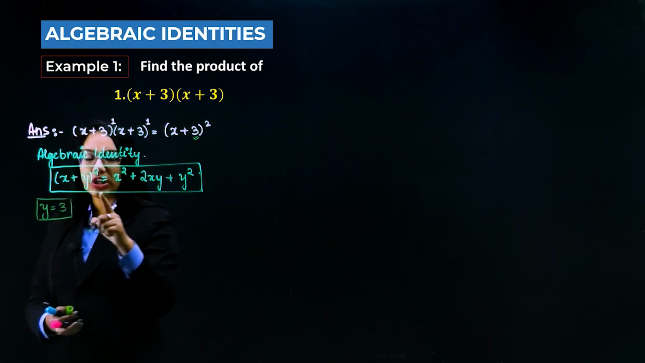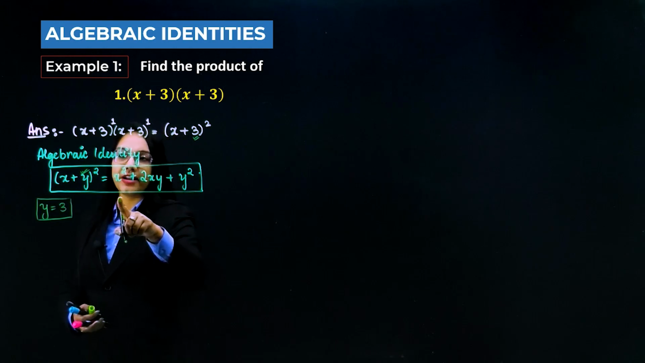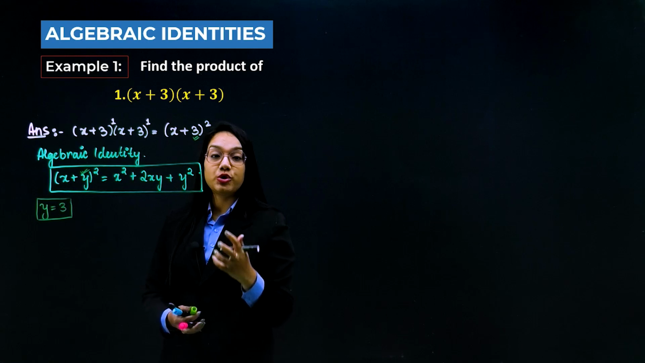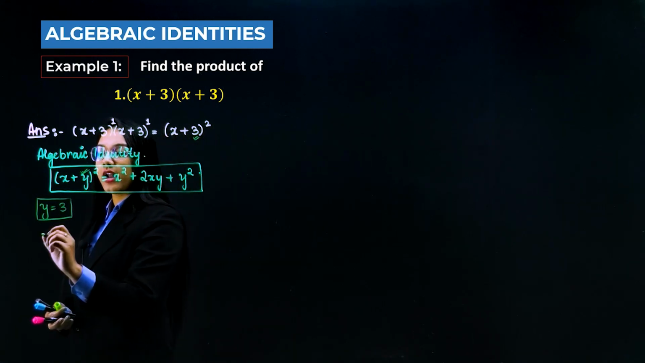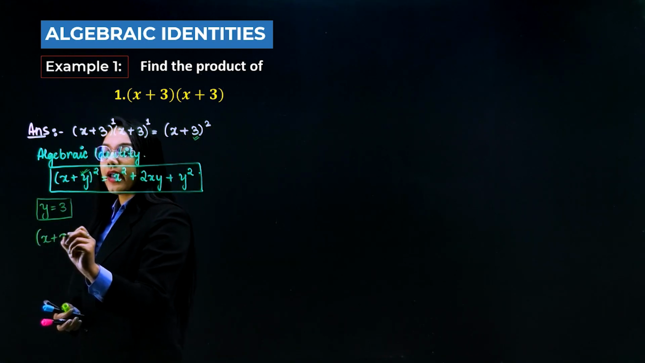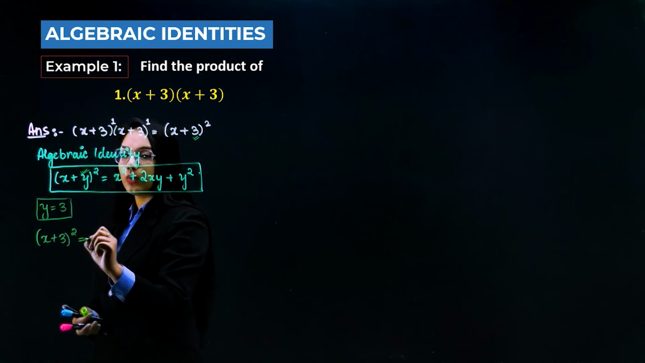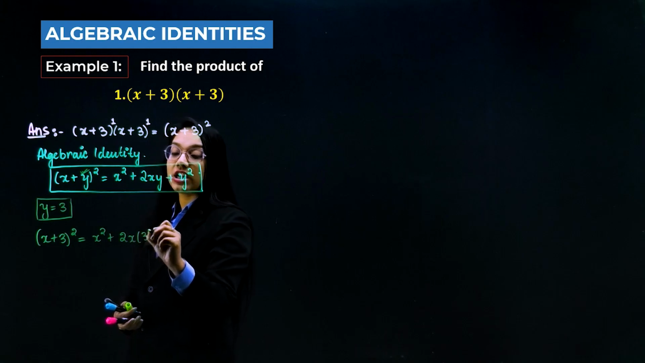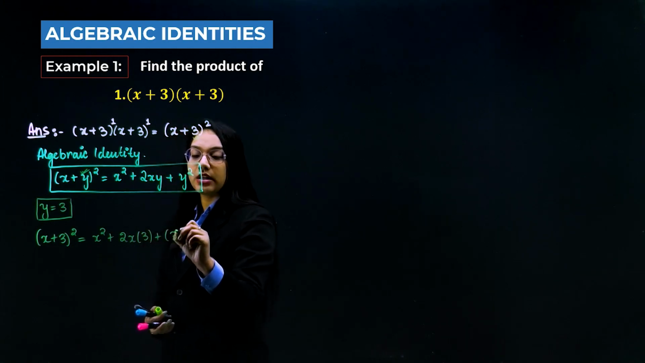y is equal to 3 in this particular algebraic identity. So let's just plug in y is equal to 3 in this one. If I substitute y is equal to 3 in this algebraic identity, I'm getting the answer as (x plus 3) whole square is equal to x square, which will remain the same, and in place of y, I'm just taking 3, meaning 3 whole square.